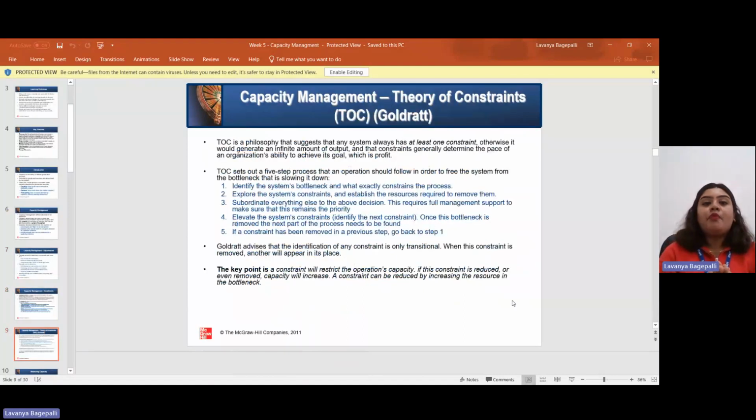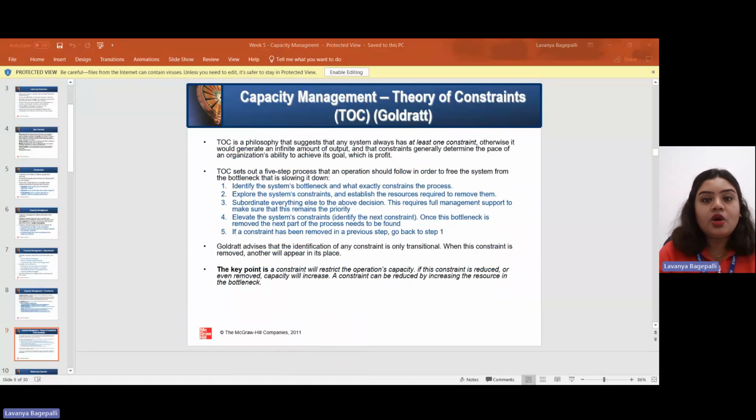Okay, the next important concept under capacity management is a theory known as TOC, theory of constraints. All right, I think this is a new concept which you haven't studied earlier. So let me tell you the meaning of this theory.